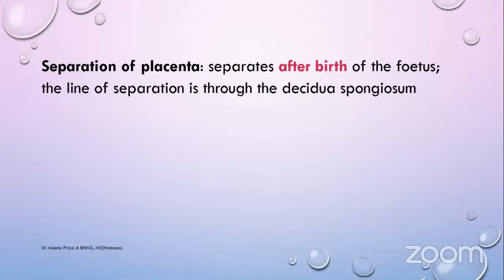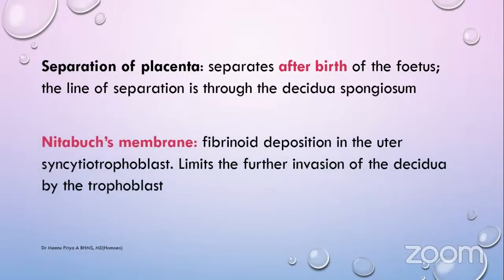The mother and the fetus. So the pregnant lady needs assistance during that time. Otherwise, the placenta usually separates only after the birth of the fetus. The line of separation is through the decidua spongiosum and Nitabuch's membrane. This is one thing which is frequently asked recently.